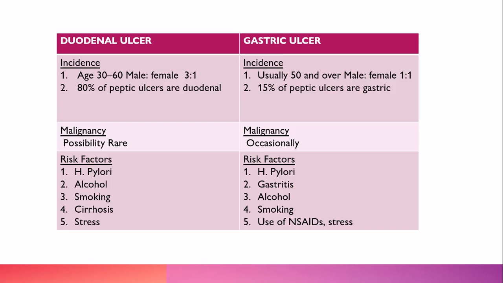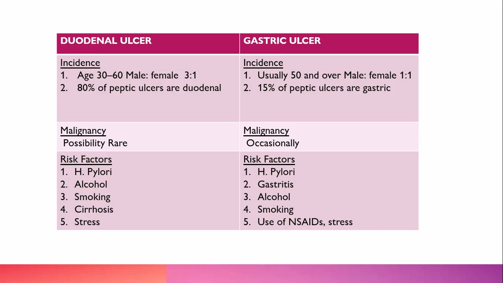Then the next is cirrhosis, and then stress. Even stress can cause ulcer, because due to stress our nerves will be overstimulated, and when the nerve is overstimulated, it will give a signal to the mechanism which controls the secretion of gastric acid, which is HCl.